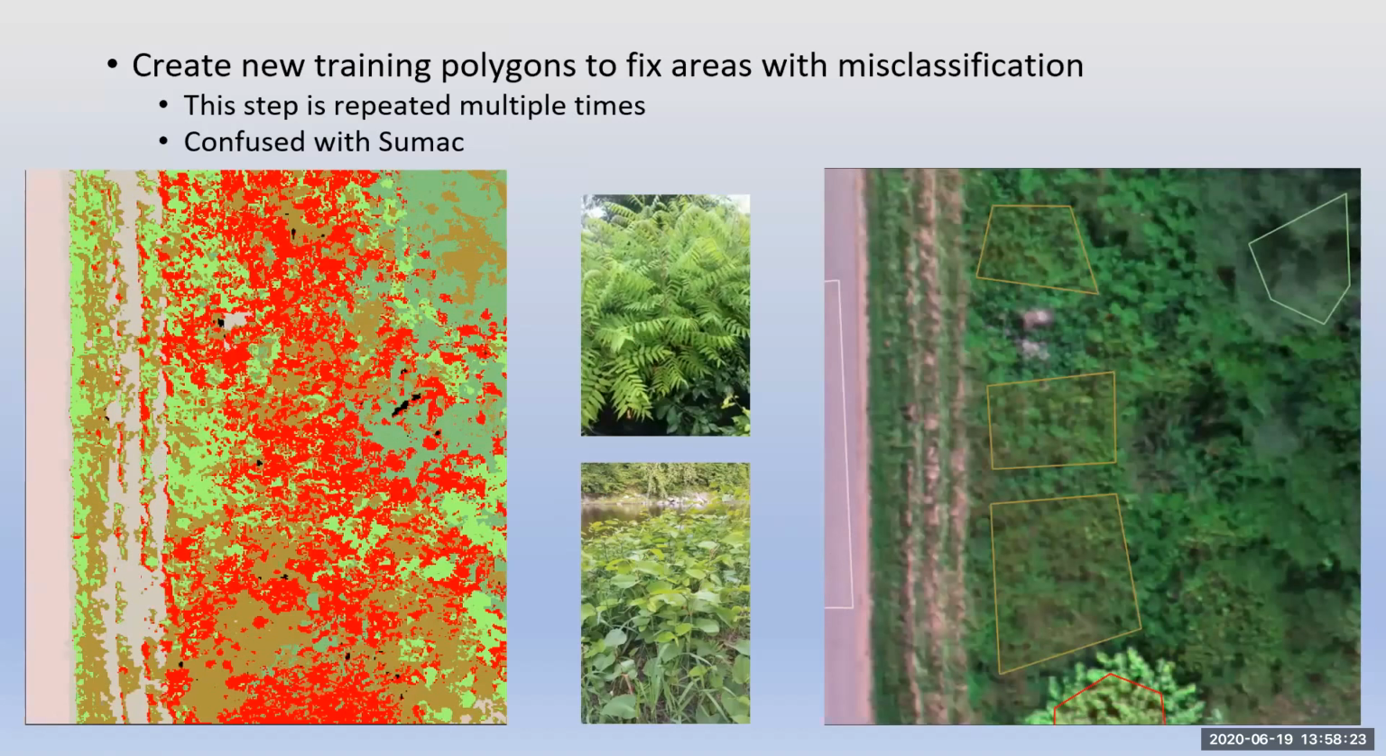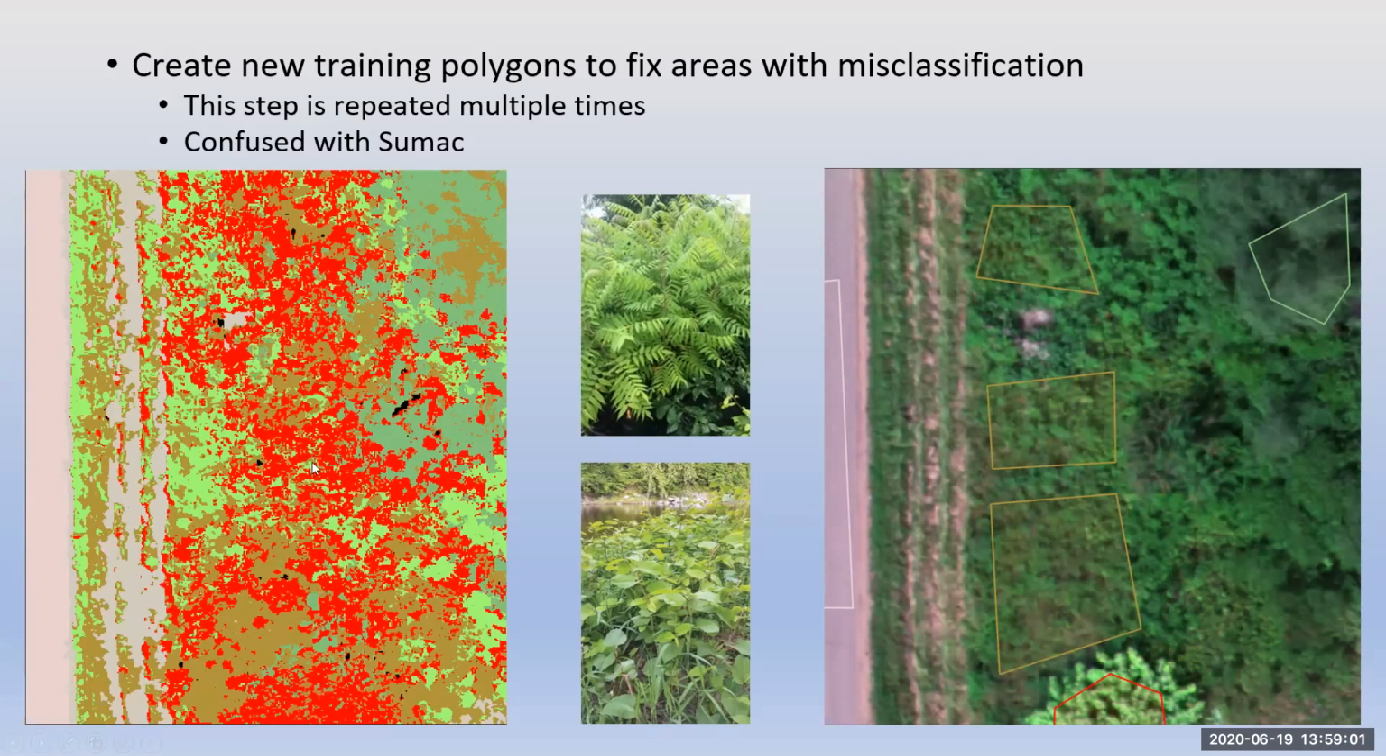There you go. We found out that it was confusing sumac and Japanese knotweed. So we wanted to do a better job at defining those pixels or those polygons. On the ground, I knew this is sumac and the differences between the two. So we reran the analysis. All that red on the left-hand side was the majority sumac.